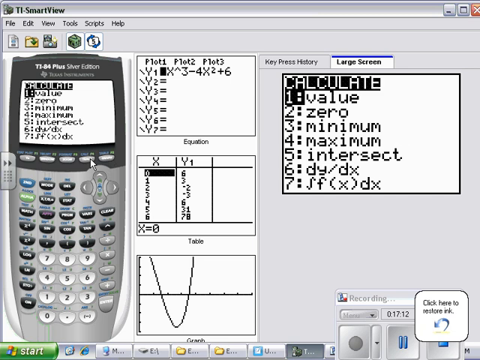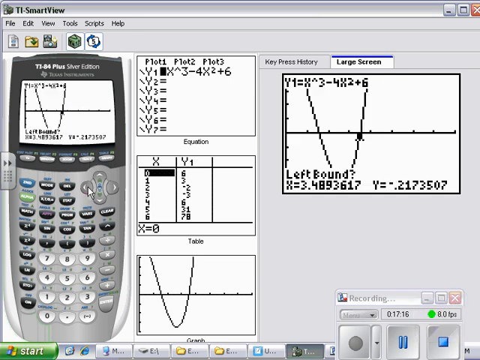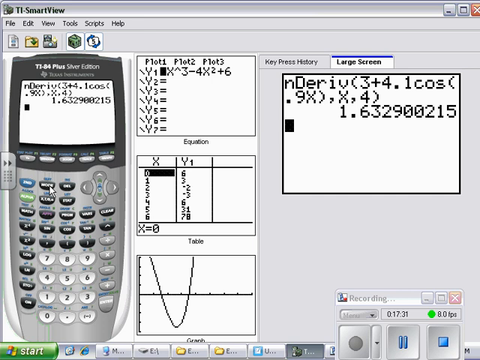Second calc, option 2. Left bound, get my first one. Go to the left of the 0 and hit enter. Right bound, enter. And I have 1.57. I'm going to leave this and hit store alpha A. Enter. Make sure you do enter for that. Go back to our graph.